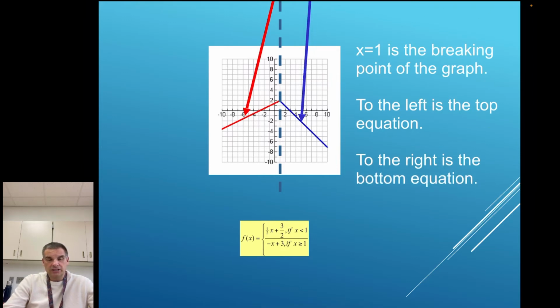And again, notice they stop in those spots, and that's what that one's going to look like. And again, they can't go past that break line because they don't exist. The red line doesn't exist to the right-hand side of our break line, and the blue one doesn't exist to the left-hand side of that break line.